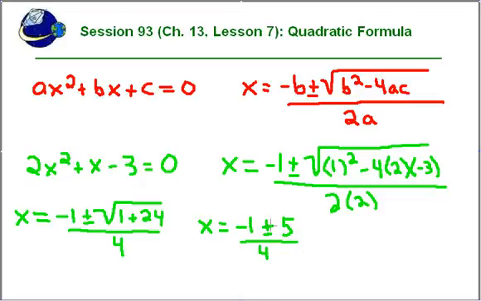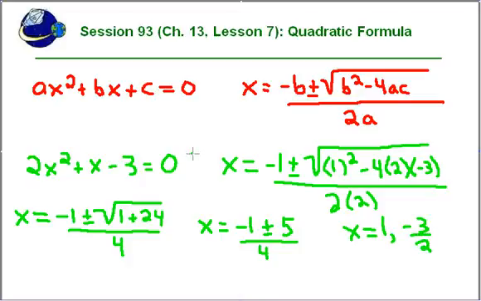Let's start with our plus. Minus 1 plus 5 is 4. 4 over 4 is 1. So we know that one value for x that works is x equals 1. Let's do the minus part now. Minus 1 minus 5 is a minus 6. Minus 6 over 4 reduces to minus 3 over 2. So the second value for x that works is minus 3 over 2, or minus 3 halves.